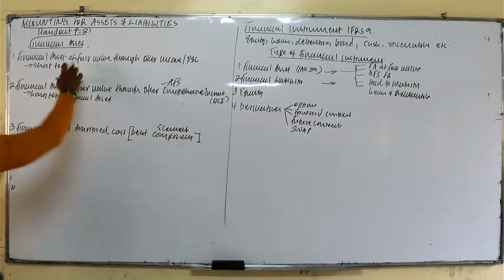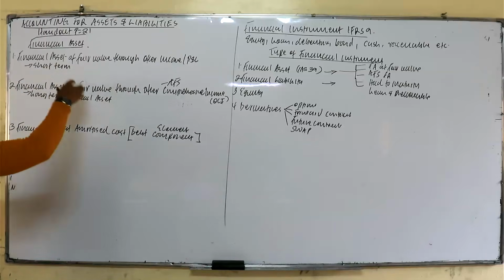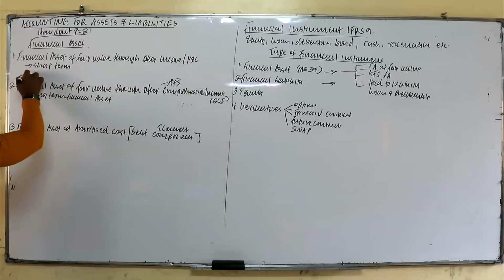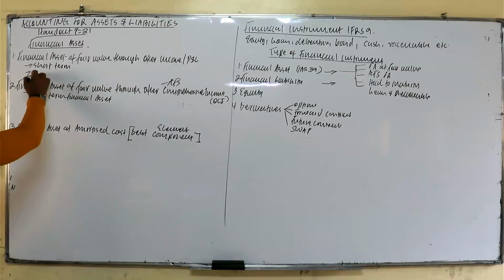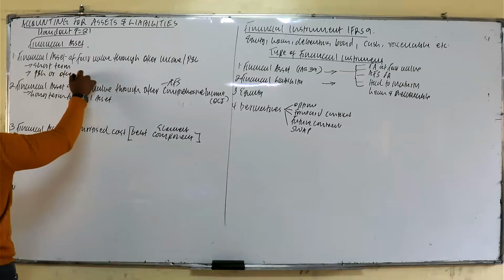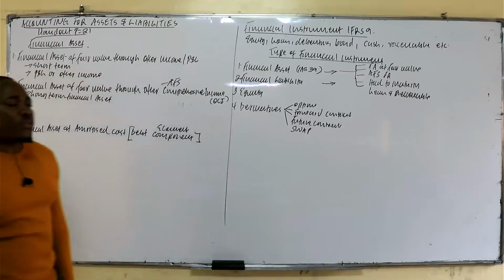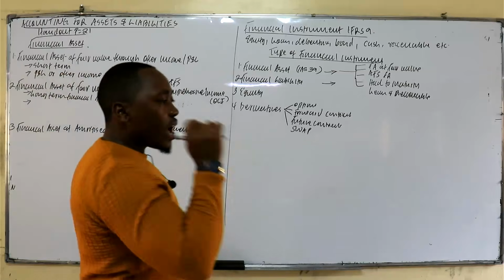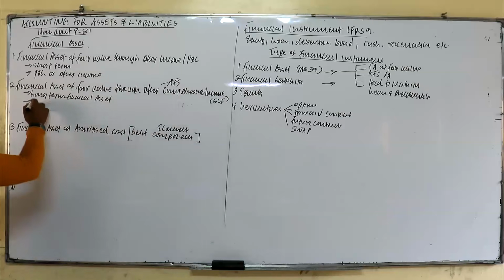Another difference between the 3 is that for financial assets at fair value through other income, since they are short-term, the fair value changes are recognized in P&L, in profit and loss, or what we call other incomes. In the case of financial assets at fair value through other comprehensive income, these are long-term assets. Their fair value changes, you recognize them under other comprehensive income.